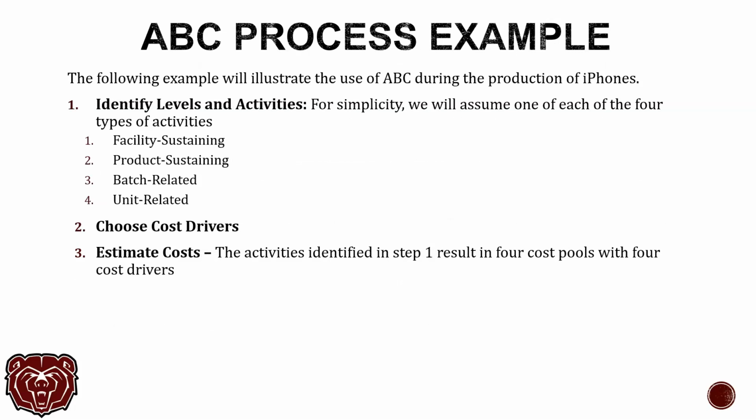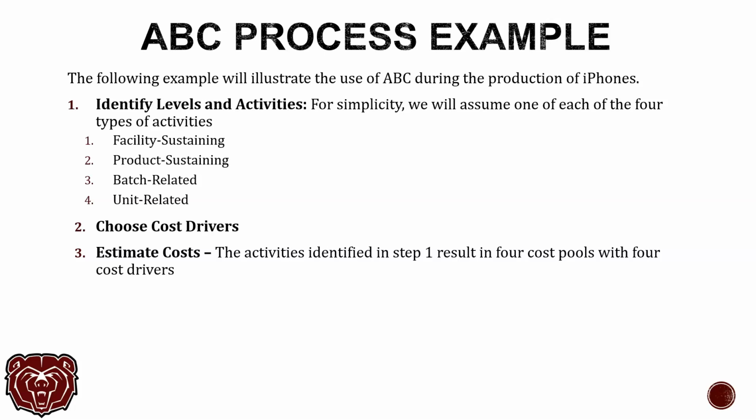So let's take a look at an example. This example is going to illustrate a full use of ABC while producing iPhones. So the first thing we're going to want to do is identify the levels in the activities. For simplicity's sake, we're just going to assume that there's going to be one of each of the 4 types of activities: a facility sustaining, a product sustaining, batch related, unit related. There'll be one of each.